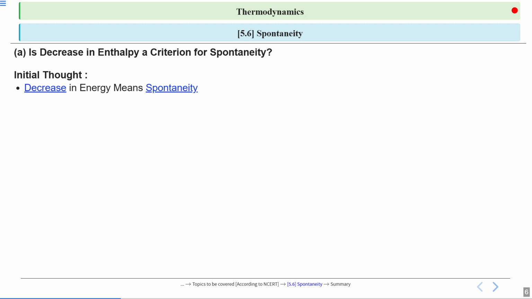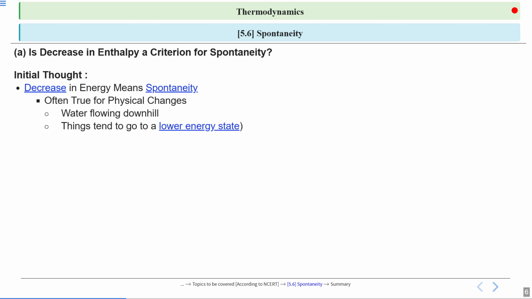Got it? Again, I'm repeating it. Suppose a process is going, and in that process your system is going from a higher energy to a lower energy. And we are saying that, okay, this is the only criterion for defining spontaneity. Clear? Now this same thing is said by enthalpy change, because enthalpy change is nothing but the change in energy at constant pressure, right?